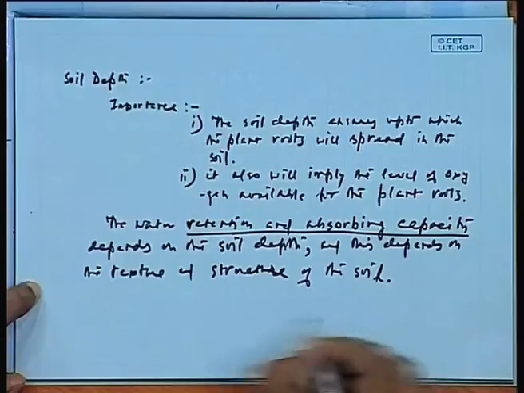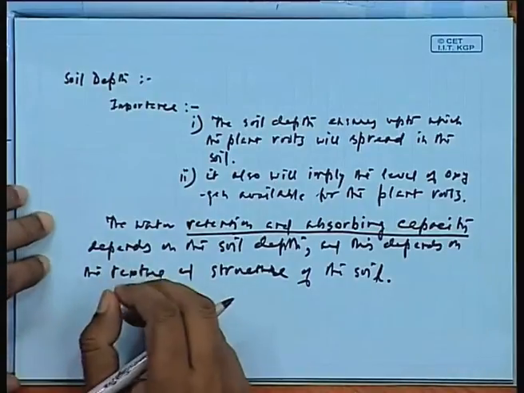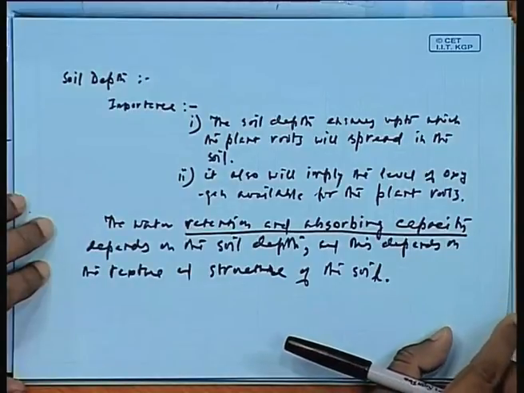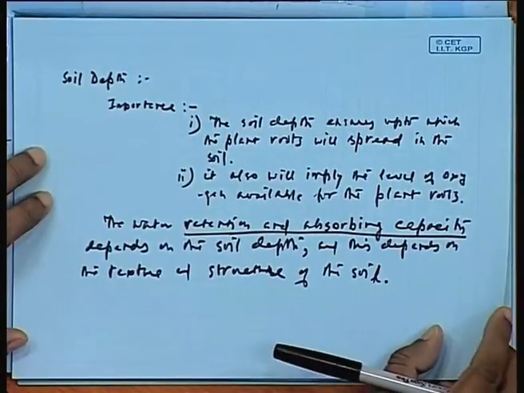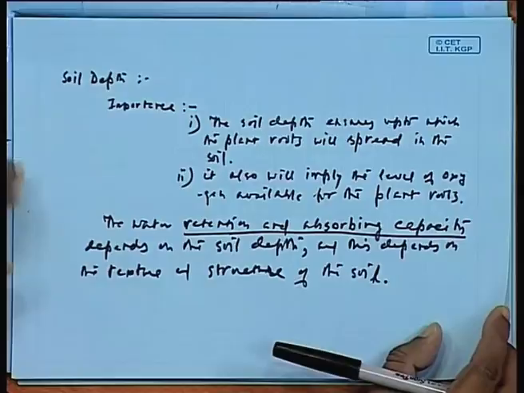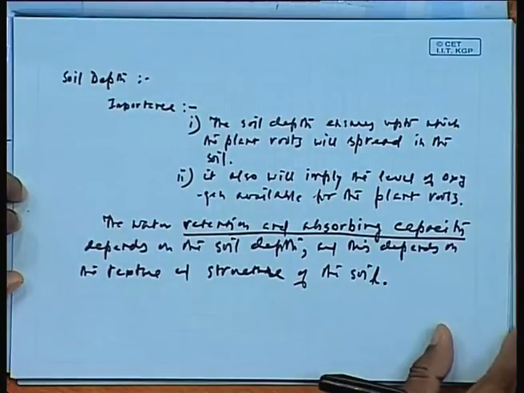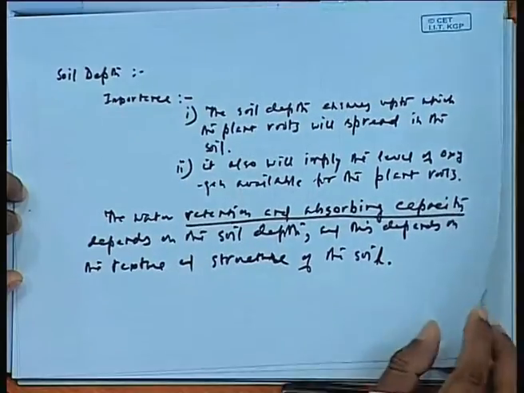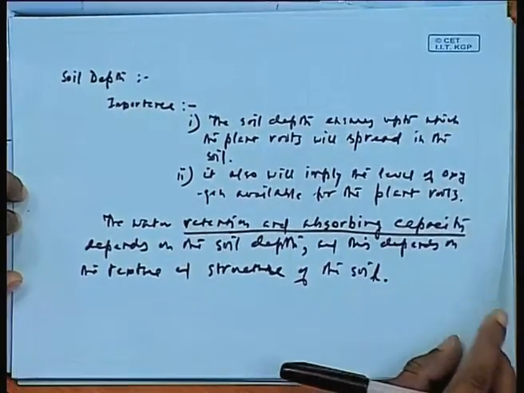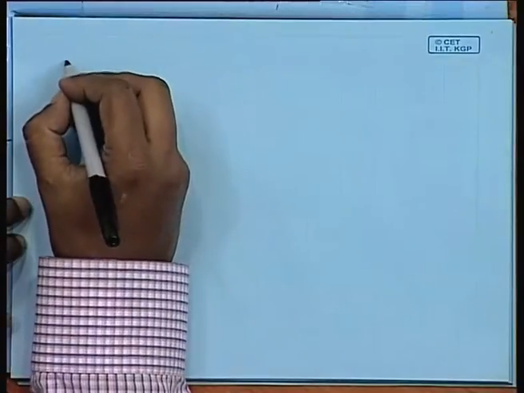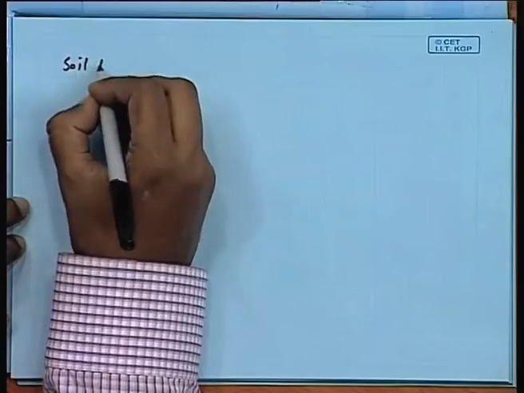So this is about soil depth. We will not discuss much about this. In fact, in the next topic, when we are discussing soil air, we will be able to understand more on this. So this is the soil depth that is important for the requirement of soil for vegetative growth. Next is soil air.